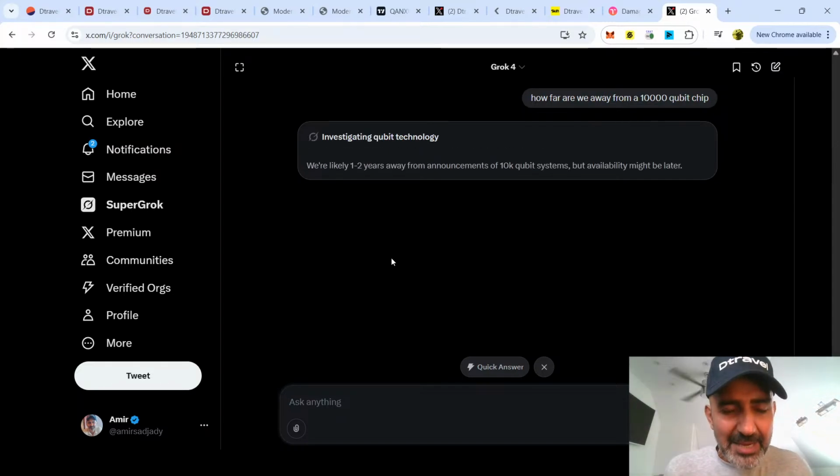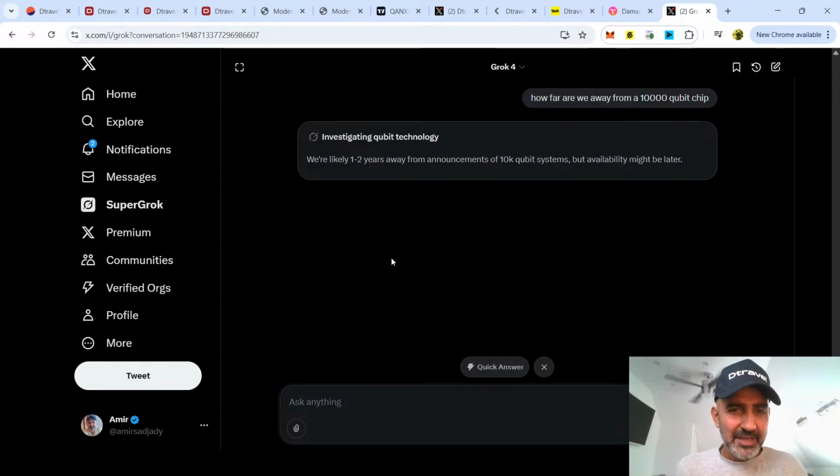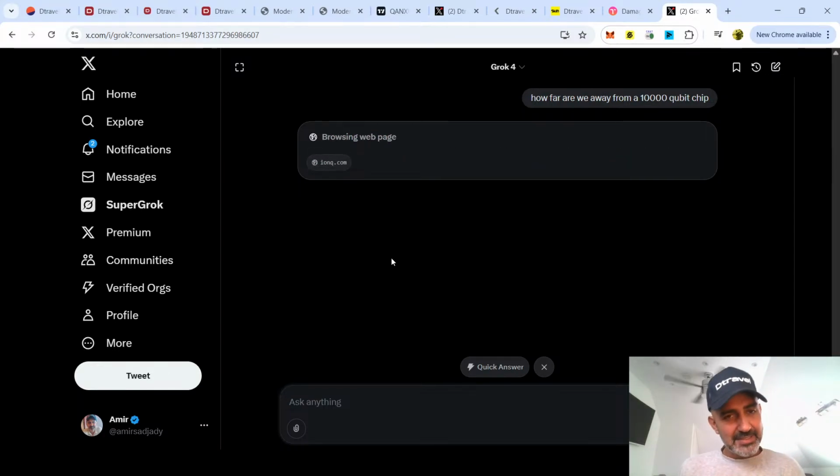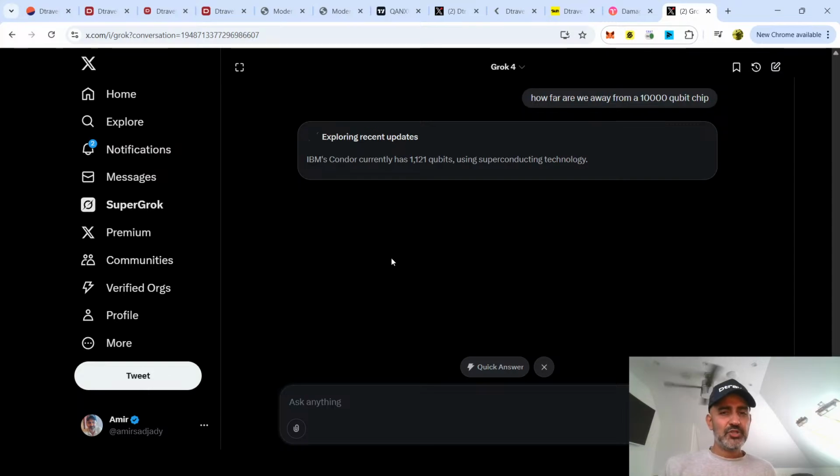Here you go. IBM plans, that was by 2009. We're likely, oh my God. So there's going to be some information here. Grok is searching the web for us, telling us how far we are from a 10,000 qubit chip. And then we're going to ask Grok, what qubit processor will it take to break Bitcoin? Because that's the next question, right? Because that's when all the liquidity and value is going to flood to QANX, isn't it?